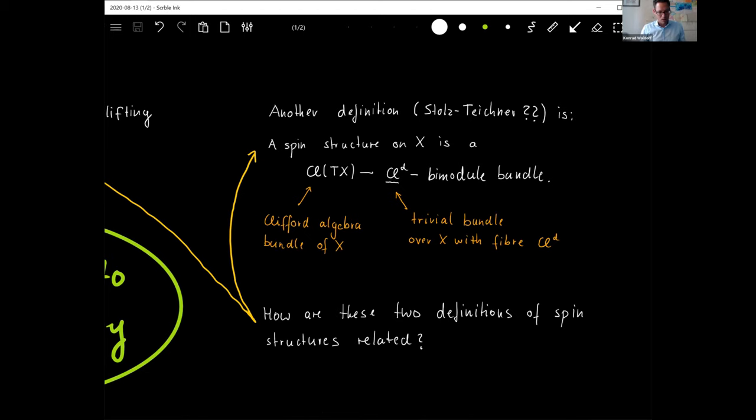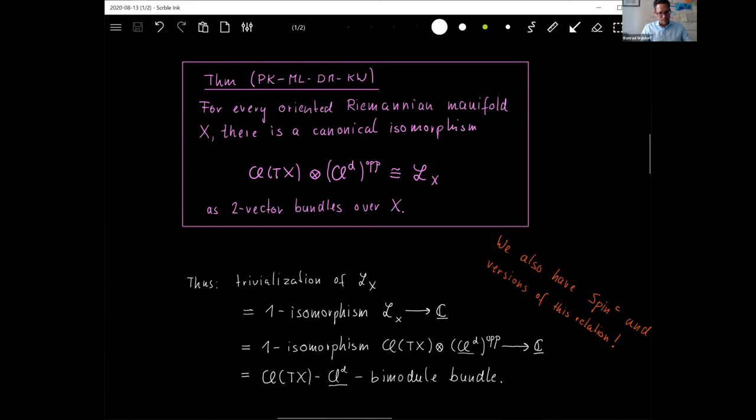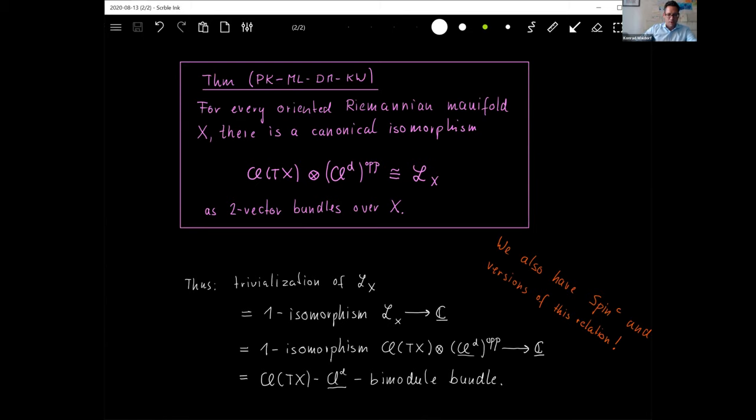So here's the answer. They are related because all these things live in this bicategory of two vector bundles. For every oriented Riemannian manifold, there is a canonical isomorphism between these two algebra bundles, considered as two vector bundles, and this lifting gerbe, considered as a two-vector bundle. Now it makes sense to say that they are isomorphic, and they are isomorphic canonically. The isomorphism is sort of a twisted version of the spinor bundle, but exists without assuming that X is spin, right? Because when X is spin, both sides are trivial.